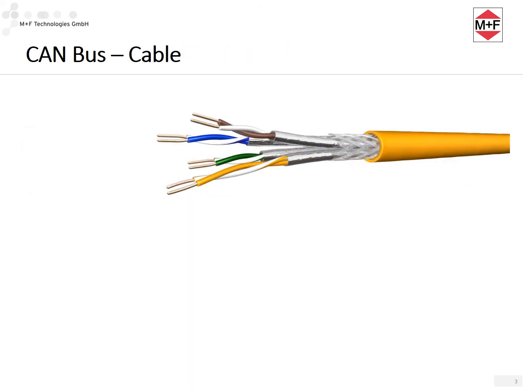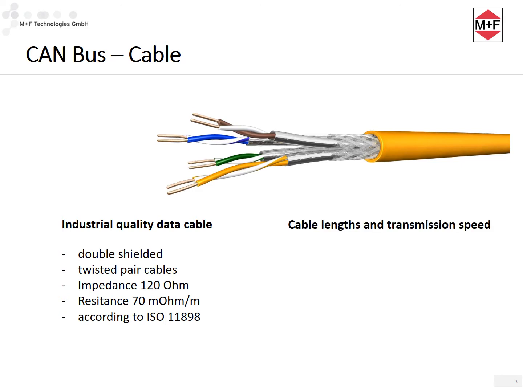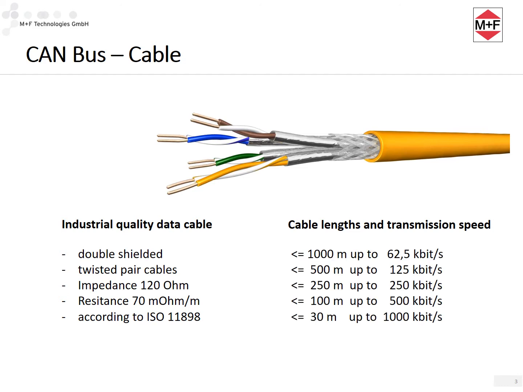Industrial quality data cables are used to install the CAN bus between the MFX4 devices. These are double shielded twisted pair cables. The cable should have an impedance of 120 ohm and a resistance of 70 milliohm per meter and comply with the ISO 11898 standard. Depending on the transmission rate used, cable lengths of up to 1000 meters are possible.